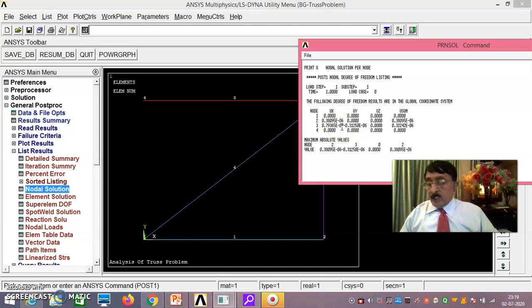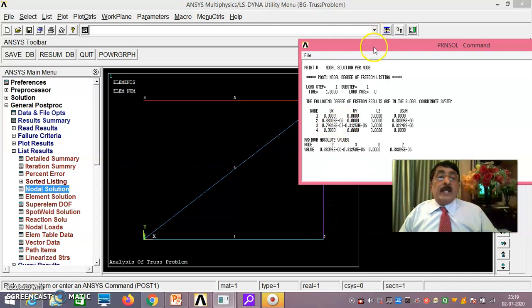It is 0.38095 into 10 to the power of minus 6. That is one of the questions I've asked. How much does it move horizontally at the roller support? That means you should say 0.38095 into 10 to the power of minus 6 meters. Since we have taken everything in meters. Or you multiply by 10 to the power of 3 and convert into millimeters. But anyway, the answer is 0.38095 into 10 to the power of minus 6 meters.